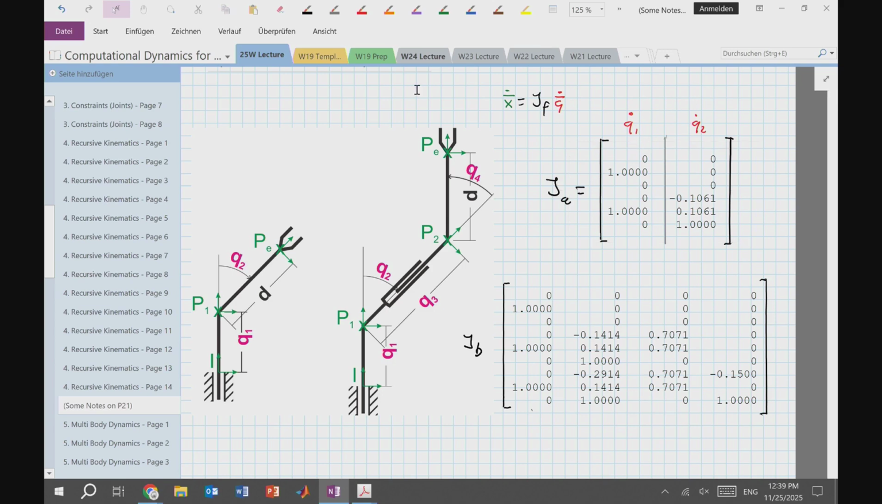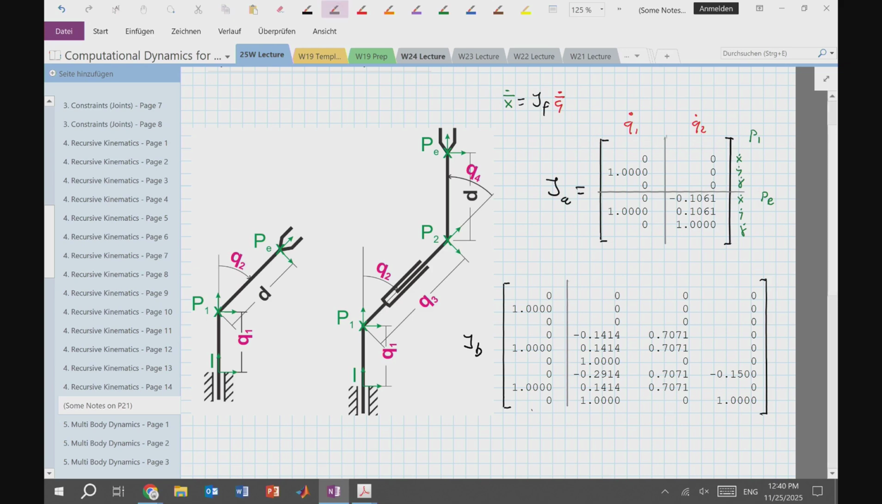Every row corresponds to an entry in x, which means here we get two blocks. The top block corresponds to this first link, P1, with x coordinate, y coordinate, orientation gamma. The second block corresponds to the end effector, again with x, y, and gamma. These are the coordinates, but we should think about them as velocities, because if I multiply q dot with this Jacobian, I get the corresponding velocities.